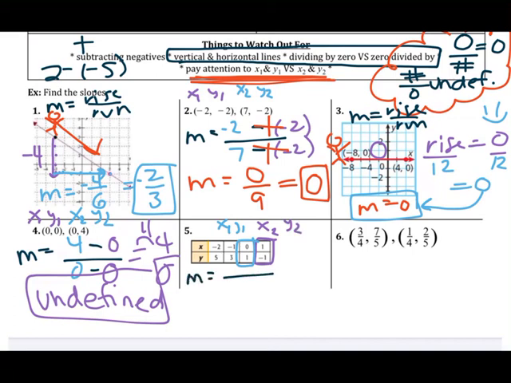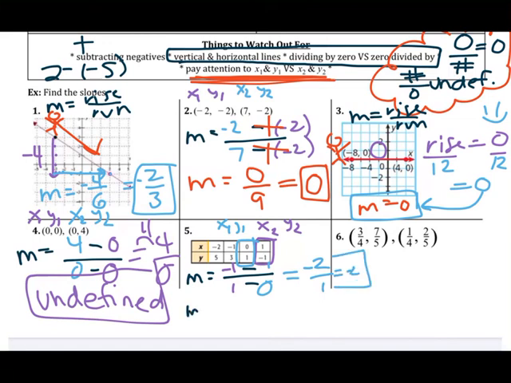So my slope would be y2, which is -1, minus y1, which is 1, over x2, which is -1, minus x1, which is 0. So this is going to give me -2 over 1. So the slope is going to be equal to -2.